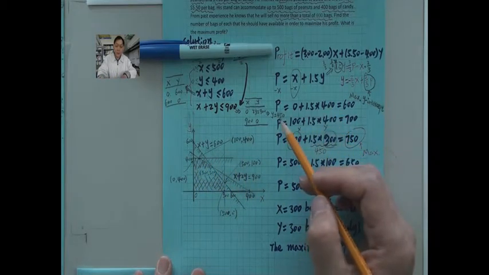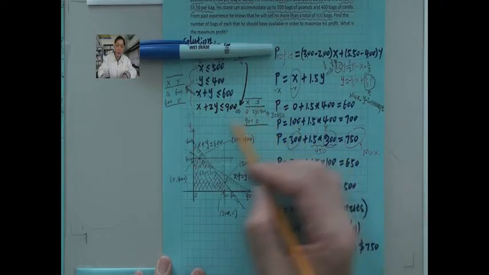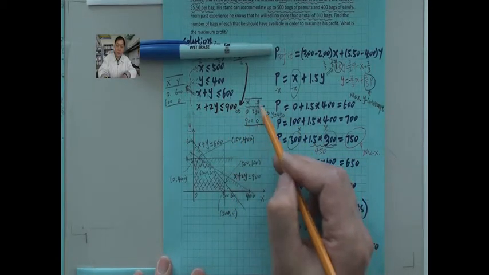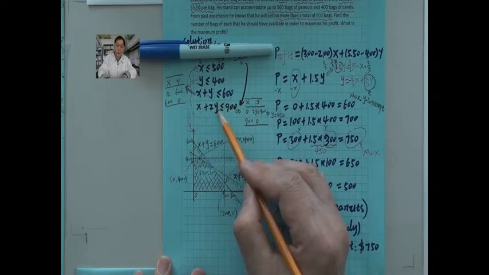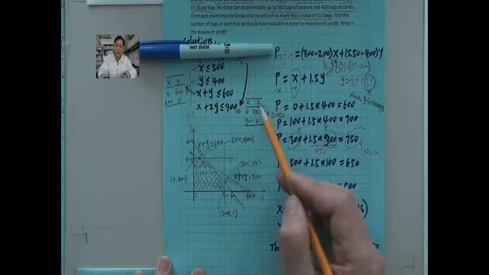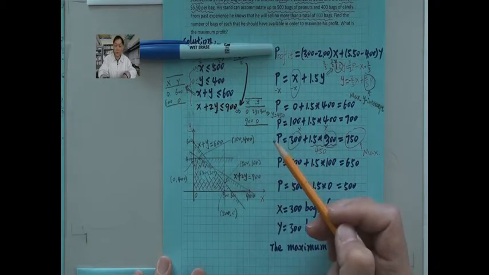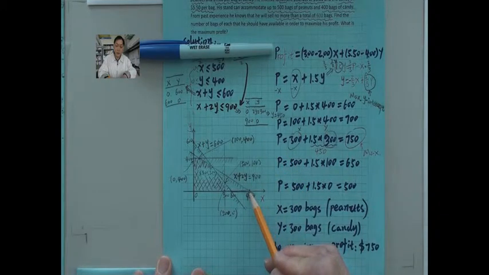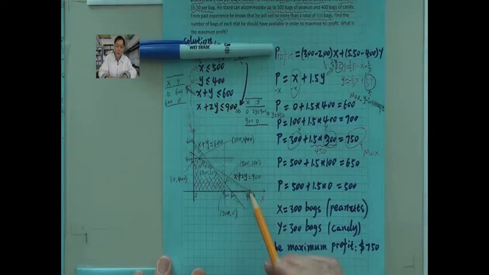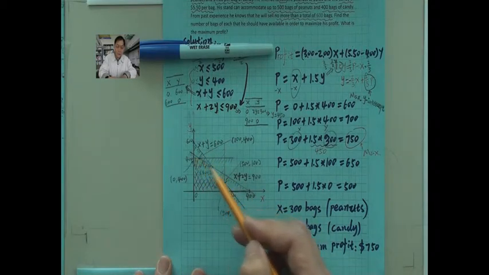So 0, 450, this point is on the line. Now if you let y be 0, then the equation comes to be x equals 900. So y is 0, x is 900. Okay, 900, 0. That will be this point. And then you connect it. Yeah, 0, 450, and this point, 900, 0, and you have that.